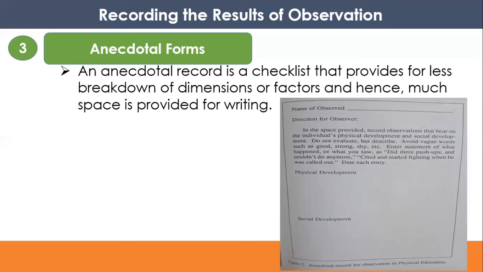Direction for observer: in the space provided, record observations that bear on the individual's physical development and social development. Do not evaluate but describe. Again, avoid vague words such as good, strong, shy, etc. Enter statement of what happened, what you saw, such as 'did 3 push-ups and couldn't do anymore,' or 'cried and started fighting when he was called out.' Date each entry. As much as possible, you need to describe what you really saw, what happened during your observation, and avoid vague words such as good, strong, shy, etc. So this is an example of an anecdotal form.